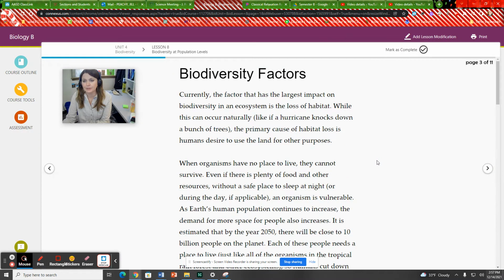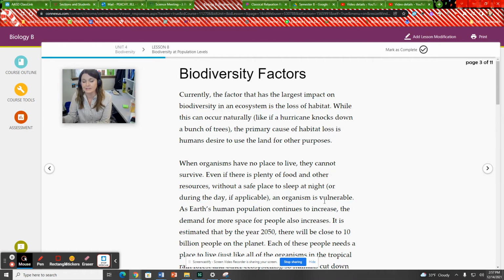So it says here that the largest impact on biodiversity is habitat loss. And the largest contributor to habitat loss is people. People cause most of the habitat loss in all ecosystems.